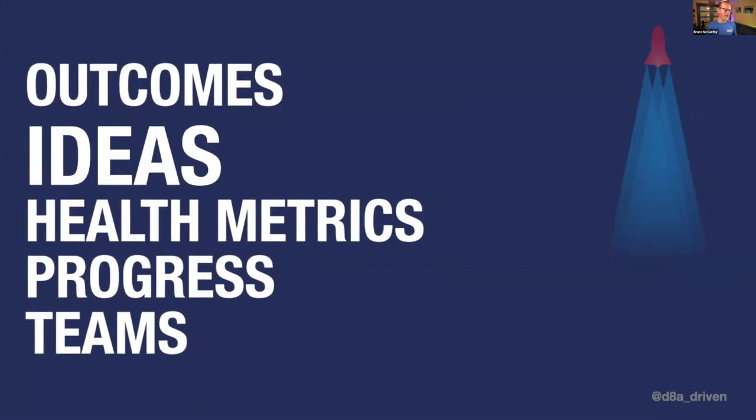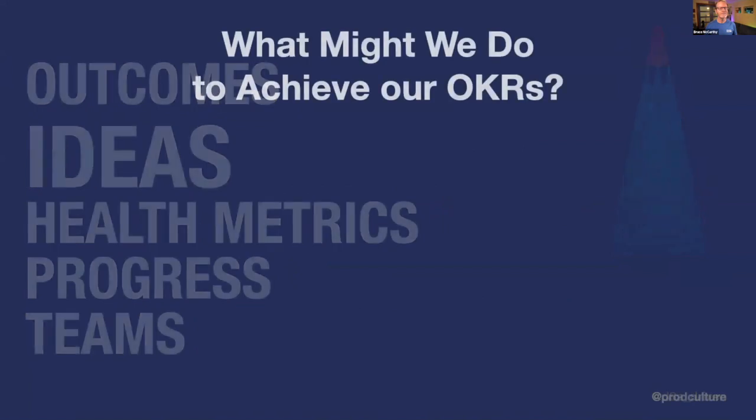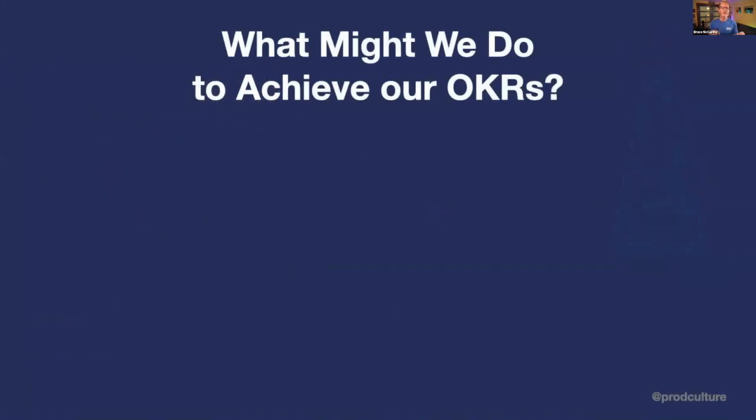The next thing I want to talk about is ideas. One way to really ensure that your KRs are about outcomes and not things to do or outputs is actually to have a separate bucket for the ideas. To have 3 buckets to say we got objectives, we got key results, and we've got ideas. Ideas are the answer to the question, what might we do to achieve our OKRs?